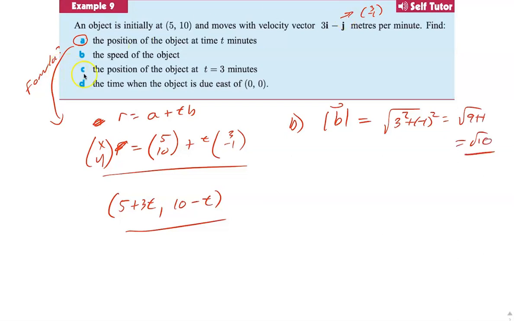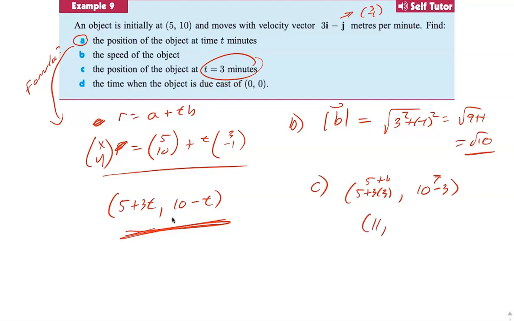Let's see the position of the object at t equals 3 minutes. So all we're going to do is go back to my equation here and plug in 3. Or actually, since I wrote it like this, I could plug in 3 here. Either way is fine. Let's use this since it's already a point. So this will be 5 plus 3 times 3, the one at 3 minutes, and then 10 minus 3. So 5 plus 9 is 14, and 10 minus 3 is 7. I get 14 and 7. That's the position of the particle after 3 minutes. Again, I can also sub it into here and get the same answer.